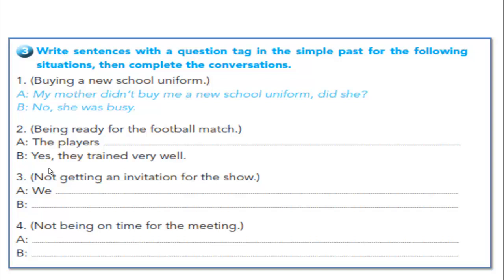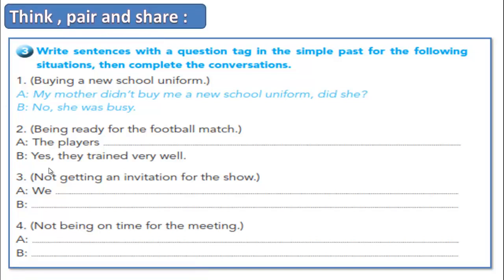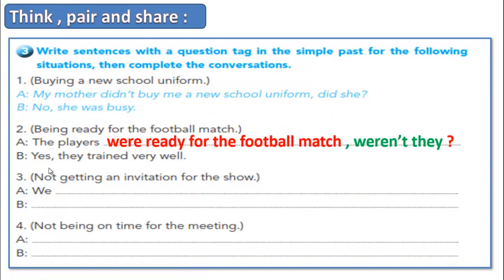What about the second one? Being ready for the football match. The players, we want to complete the sentence and make a question tag. Who can think of this one? Okay, let's check this one. So the players were ready for the football match. And we have were here, becomes weren't. The players, the pronoun they, so weren't they.